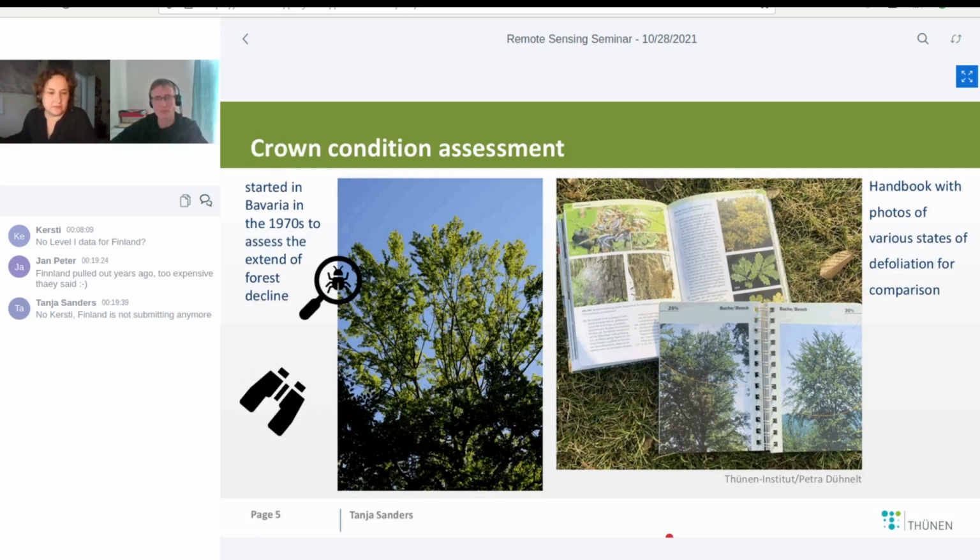So what it all started with is the Crown Condition Assessment. Actually, already at the end of the 1970s in Bavaria, people started to realize that at the upper crowns, leaves were missing, that crowns were dying off, that there were damages. And over the years, the whole Crown Condition Assessment developed and is still today one of the most important parts of ICP Forests. And now, of course, we've got handbooks and photo guides, which are normally done for every state, doing the assessment to make the results comparable within the countries, but also across the states.